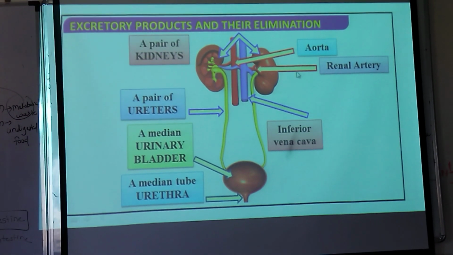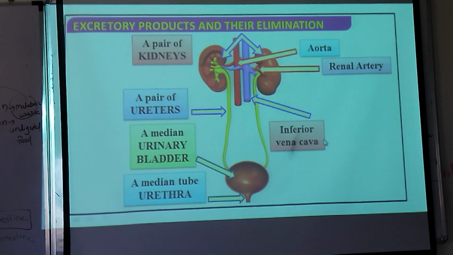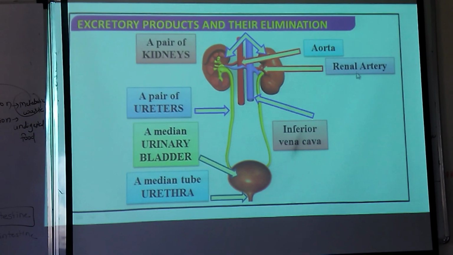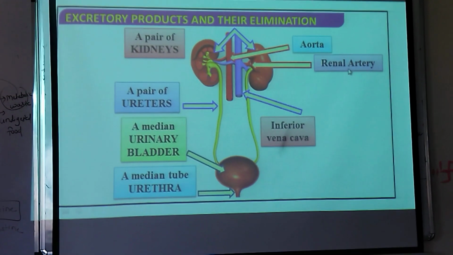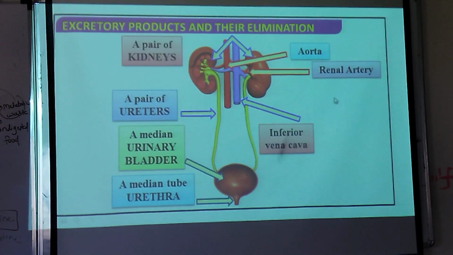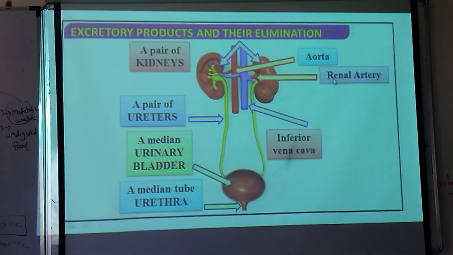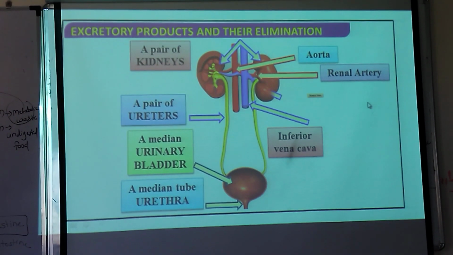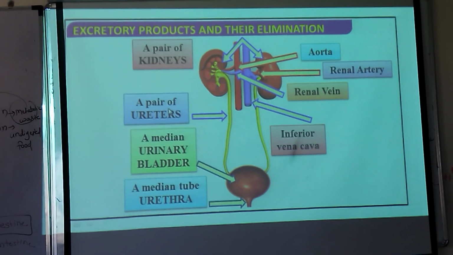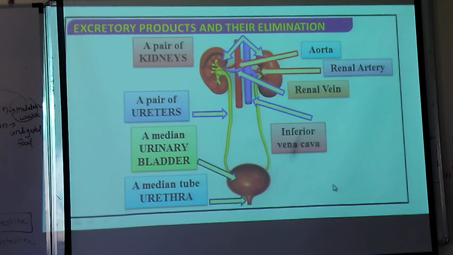Okay. So can you tell me where the urea is present? In the renal artery or in the inferior vena cava? In the renal artery, because it is carrying the blood from the liver. So it will have the urea. So this is the part of the question. Where is urea present? In the renal artery or inferior vena cava? It is present in the renal artery. Okay, so this is the structure of your urinary system. Two kidneys, two ureters, one urinary bladder and one urethra.